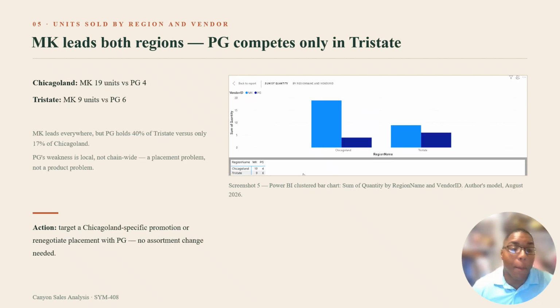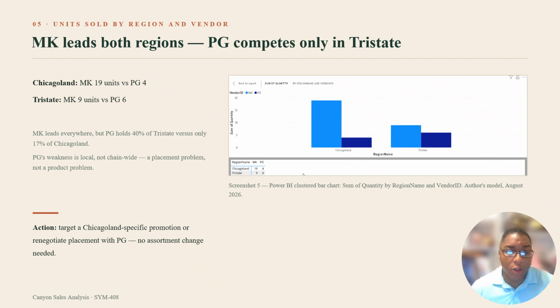The fourth chart is the most actionable of all because it combines the last two views. Each region now shows one bar per product vendor. Vendor MK leads in both regions, but the margin differs sharply by geography. In Chicagoland, MK accounts for 19 units against PG's 4, roughly 83% of regional volume. In Tri-State, MK still leads at 9 units, but PG is much closer at 6, at 40% share.